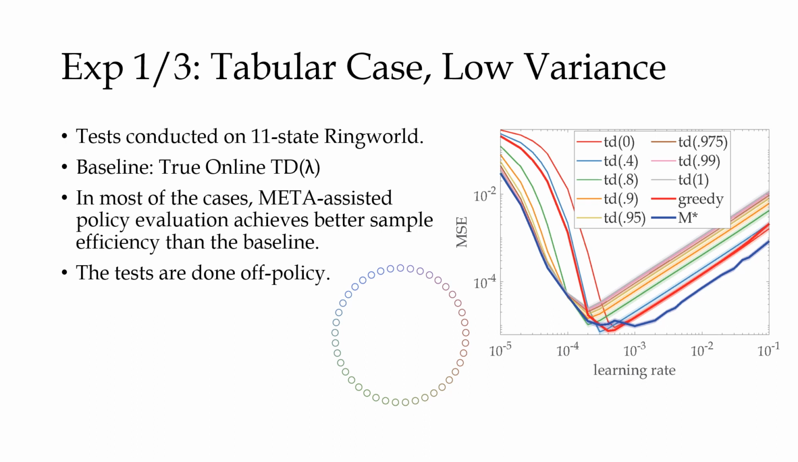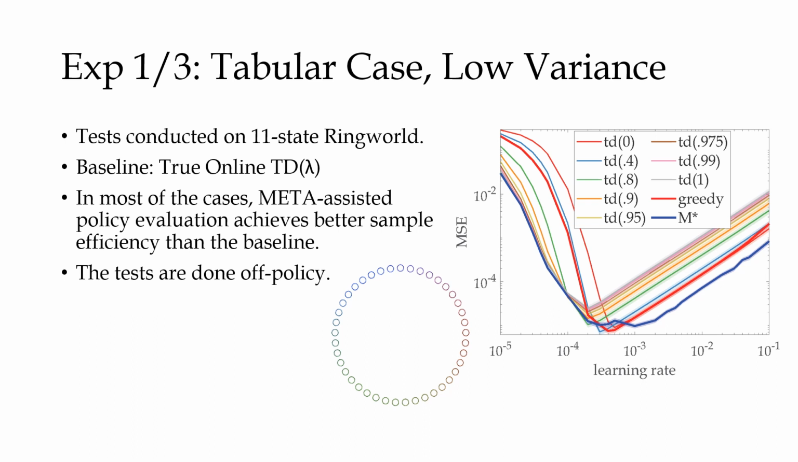We use the baseline true online TD lambda in this set of experiments with a pair of behavior and target policies to enable off-policy learning. In the diagram we show here, the x-axis represents the learning rate of the TD updates, and the y-axis represents the weighted error between the final value estimate and the ground truth, which is obtained using dynamic programming.